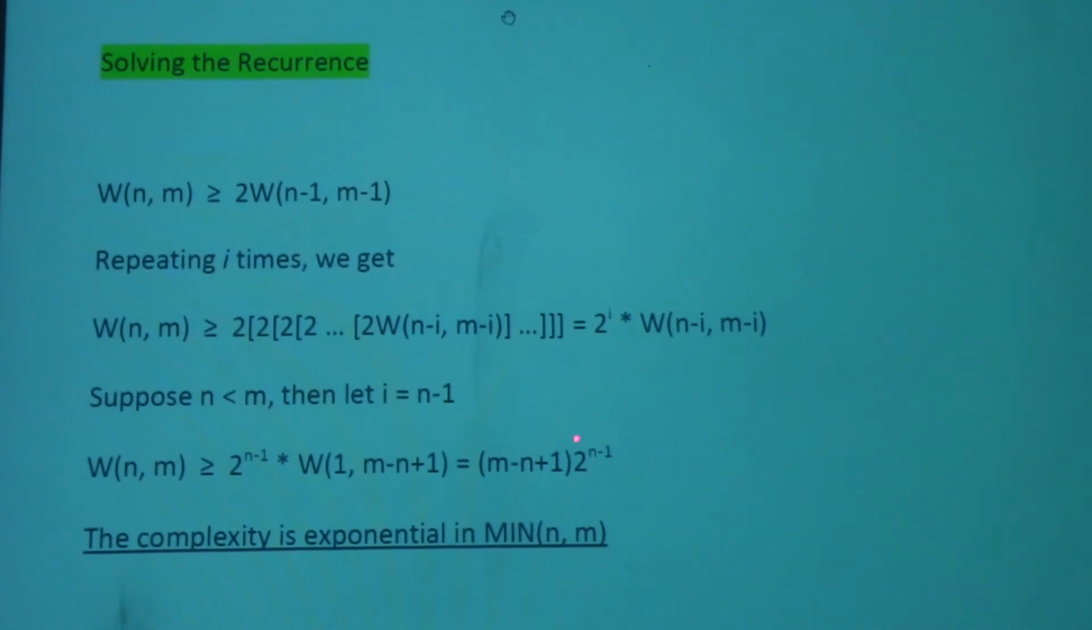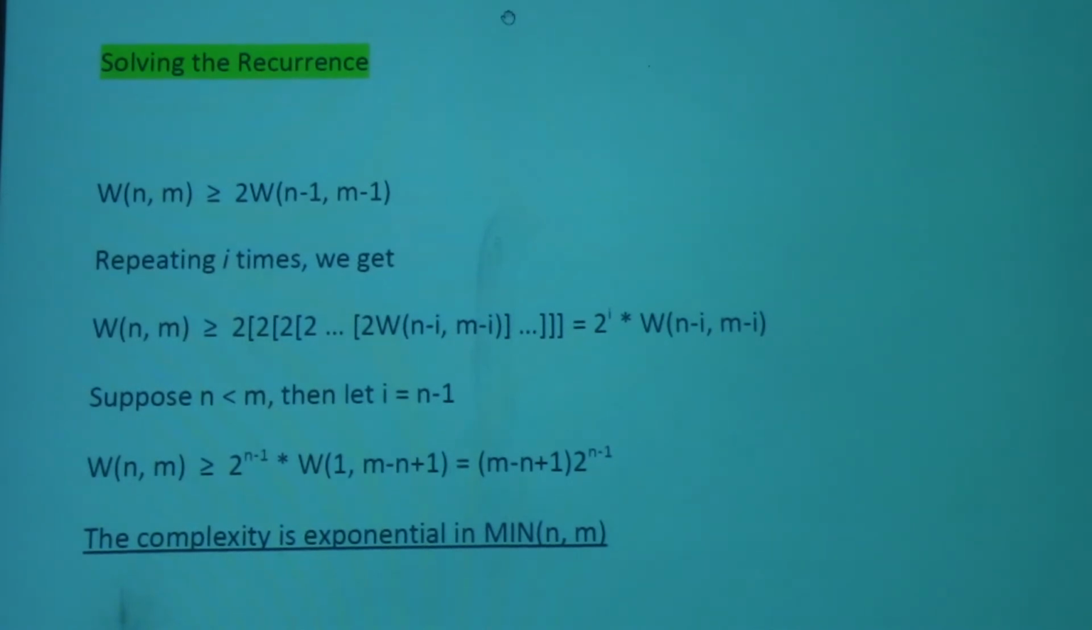So this is exponential, right? Exponential in n, where n is the smaller of the two strings. So if one string is 10 and the other string is 50, this is going to be 2 to the 10th, or maybe 2 to the 9th. And this is m minus n plus 1. This is the number of characters that the longer string is longer than the first string. M minus n plus 1.